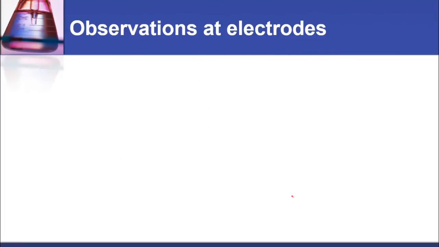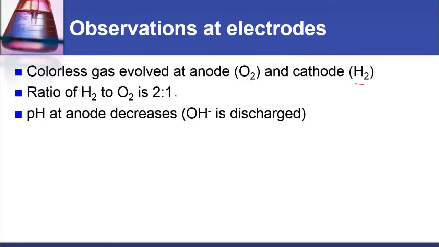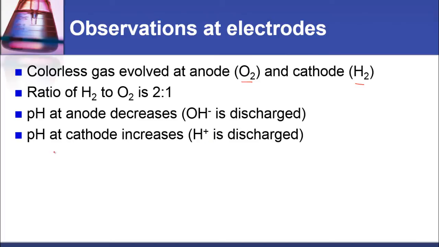Okay? So some general points. Colorless gas evolved at the anode is oxygen, and at the cathode, hydrogen. The ratio of hydrogen to oxygen is 2 to 1, and you can see that from the previous equation. The pH at the anode decreases because the OH- is being discharged. The pH at the cathode increases because at the cathode you have H+ being reduced to hydrogen gas.